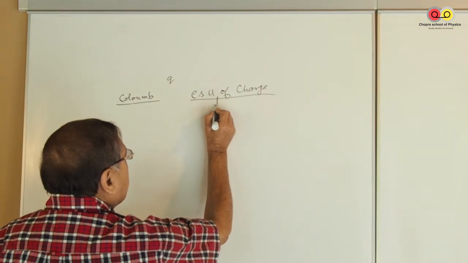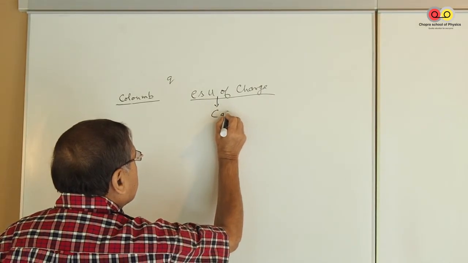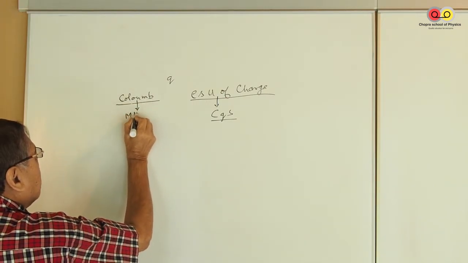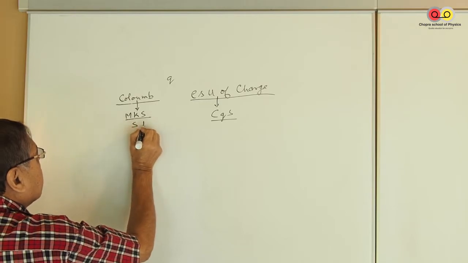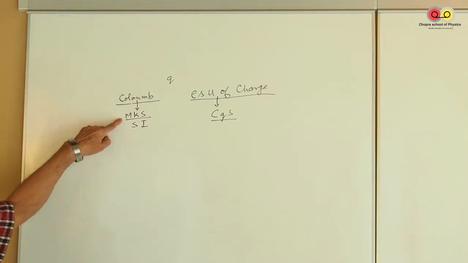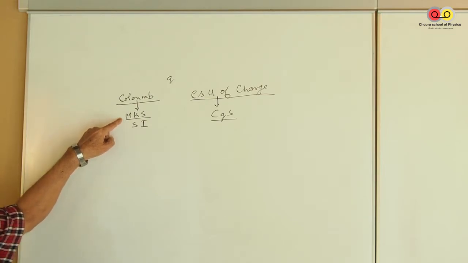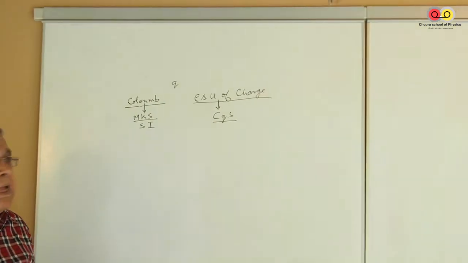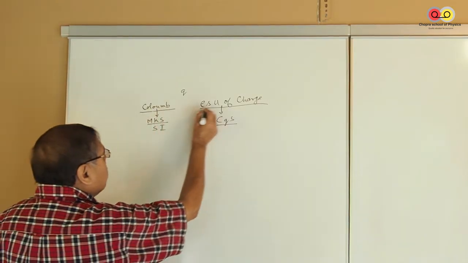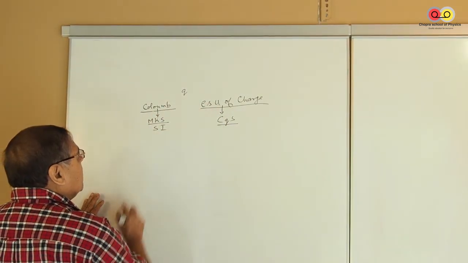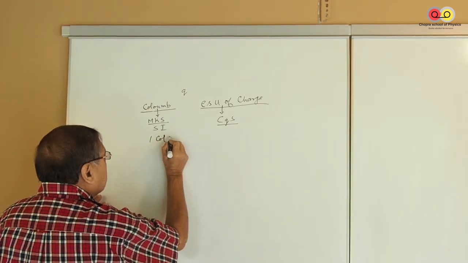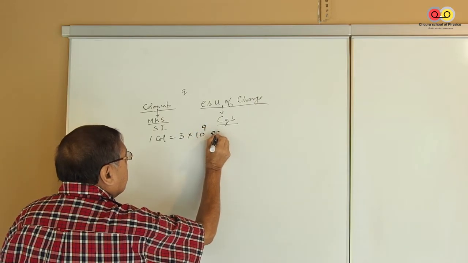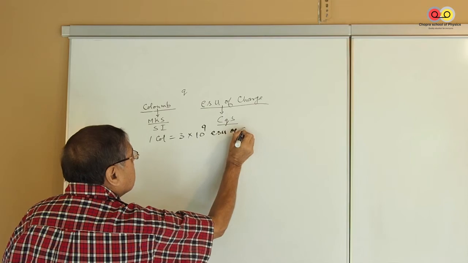This unit is known as the CGS unit, whereas Coulomb is known as the MKS unit or the SI unit. MKS stands for meter, kilogram, second, and SI stands for International Standard Unit. Now, these two units can be related: 1 Coulomb is 3 multiplied by 10 to the power 9 electrostatic units of charge.